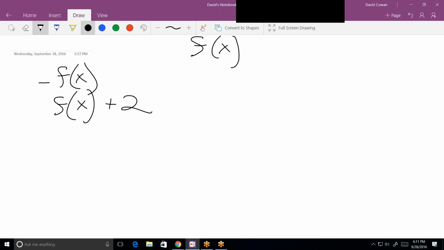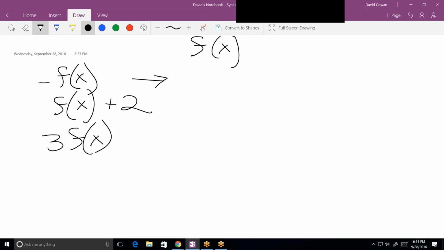That is the function shifted up by 2 units. Notice that that's also a vertical transformation. This is the function multiplied by 3. That's called a vertical stretch.